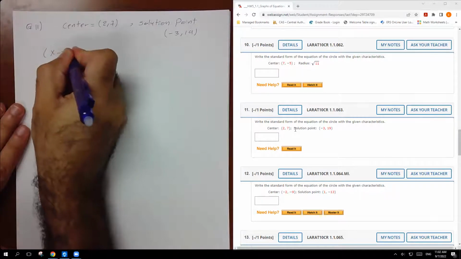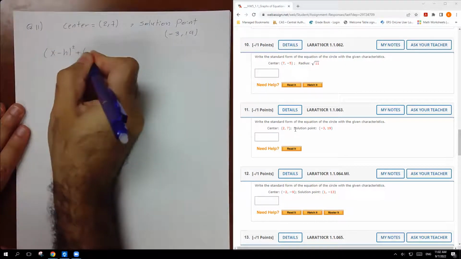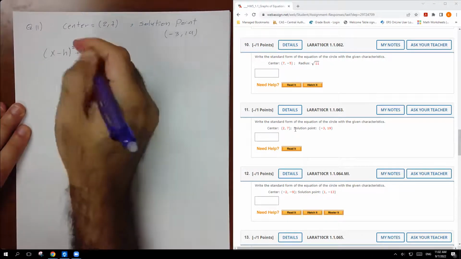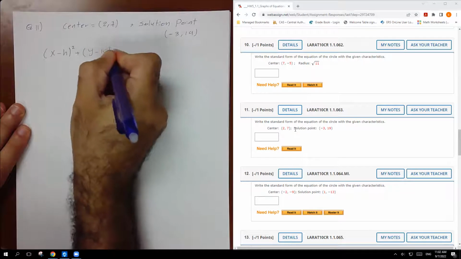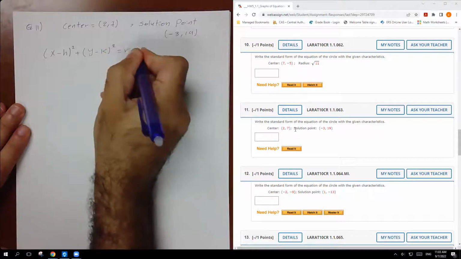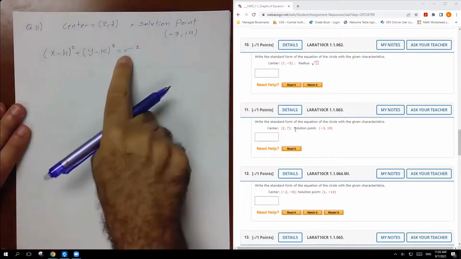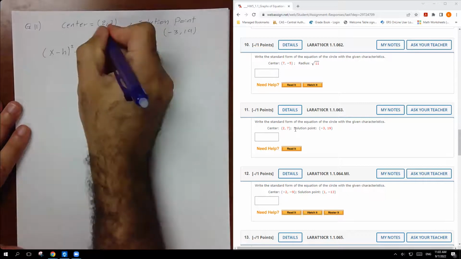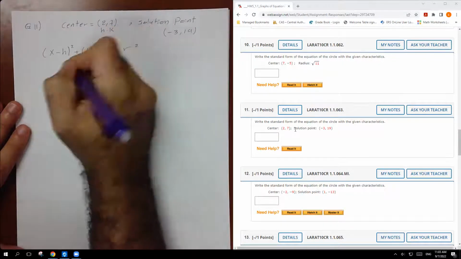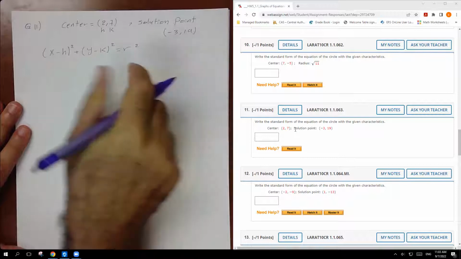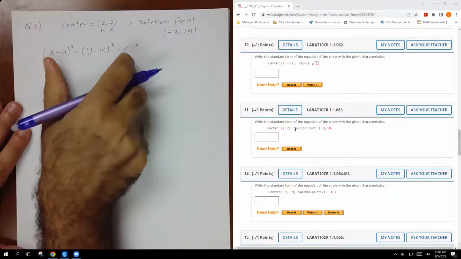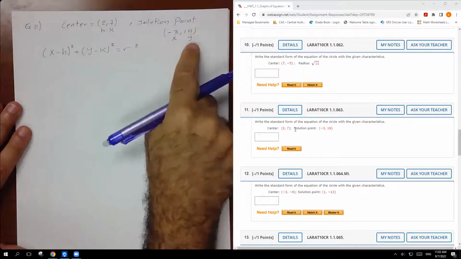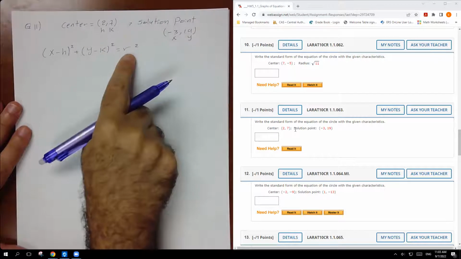(x minus h) squared plus (y minus k) squared equals r squared. Now, if you look, I don't have the radius. I have a solution point and I have the center. The center is (h, k). The solution point means this point belongs to the equation of the circle. That means this is x and y. So I have x, y, h, and k. I need to find the radius.